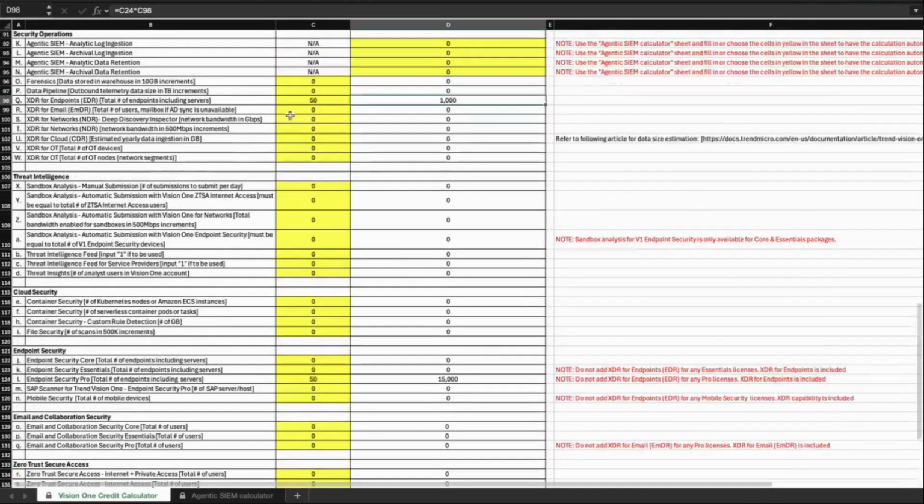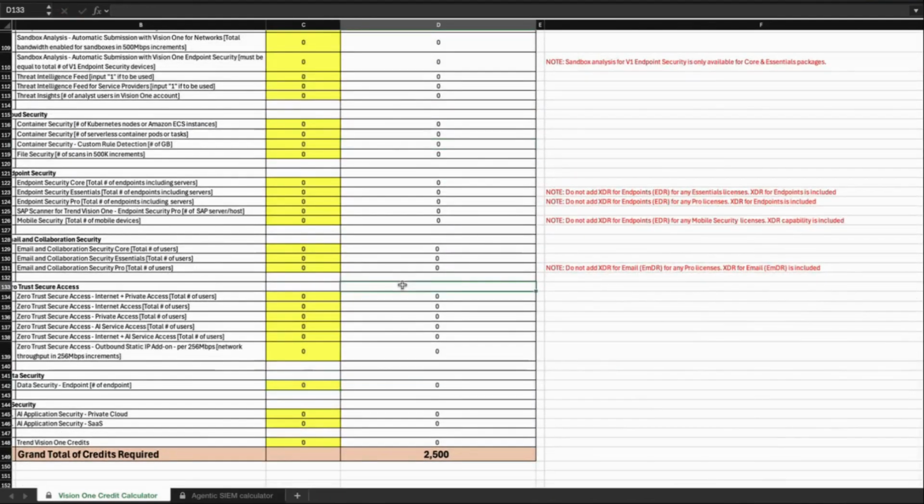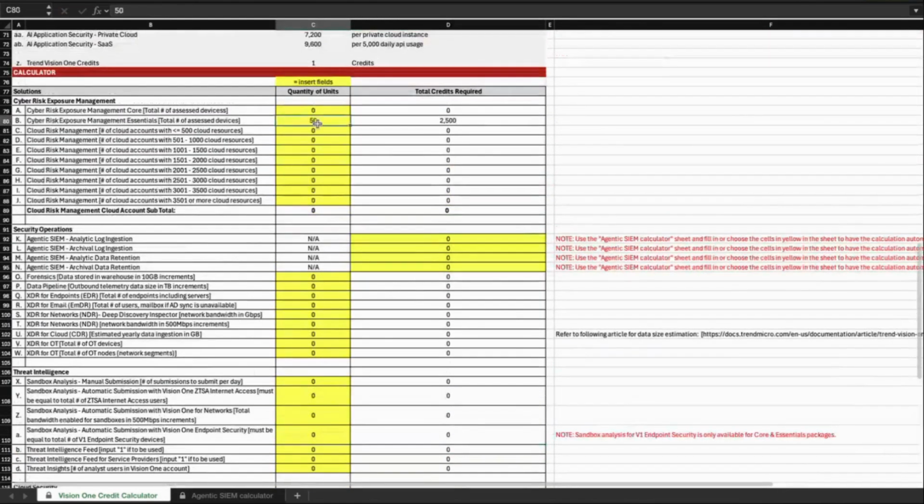That's just an example. Again, this is completely editable. It's a calculator. It's just a spreadsheet. We all know how to do that. And you can use it as many times as you want. You can revert back to zero and continue doing your calculations. So I use an endpoint example. That's the most basic one.